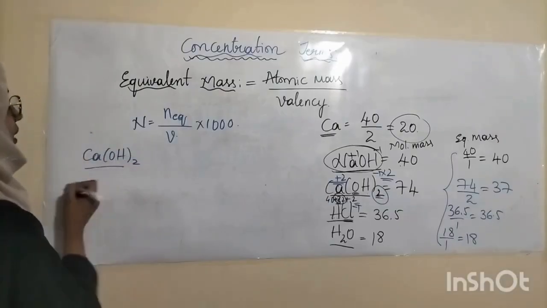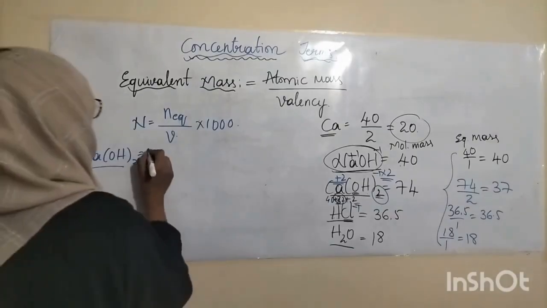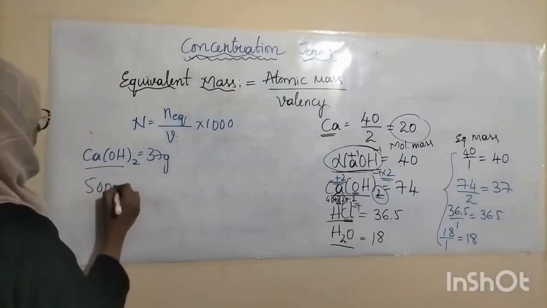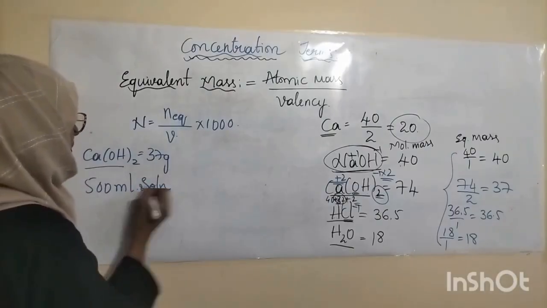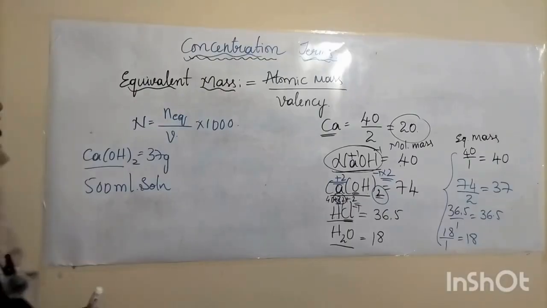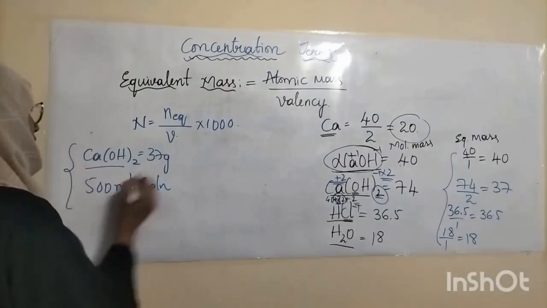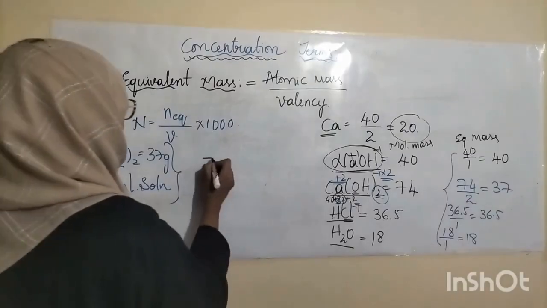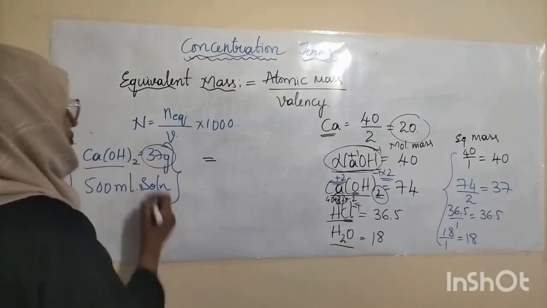I have calcium hydroxide, let me take it as 37 grams, and I have 500 ml of solution. Now solve and check what is the normality of this particular solution. It's again very simple. We have to consider the number of equivalents. They have given the mass. First check the number of equivalents.